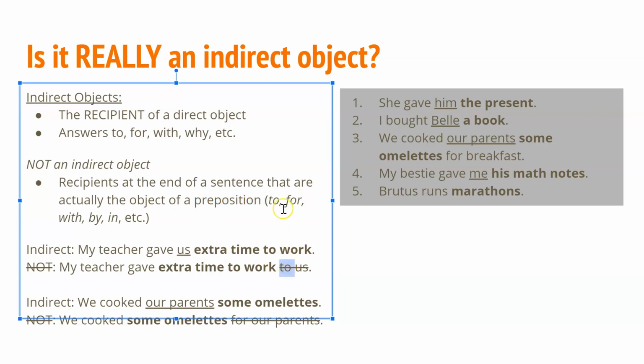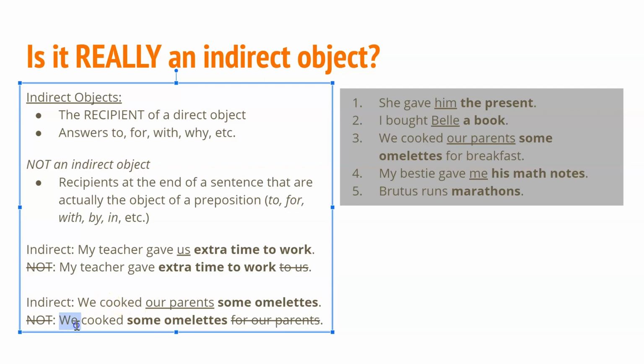So there's a couple that are very common though, like to, and here at the end of the sentence, us is now the object of a preposition, and that's not an indirect object anymore. Okay, according to most grammarians, aka grammar people.